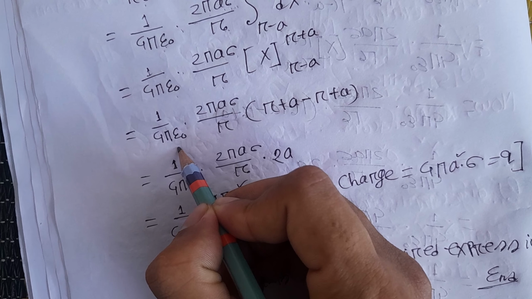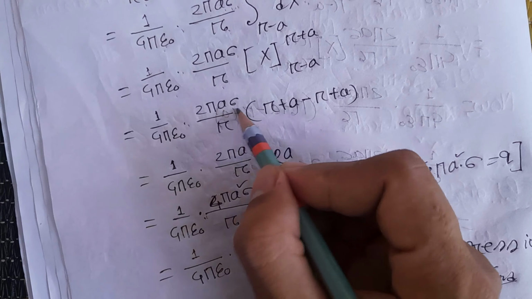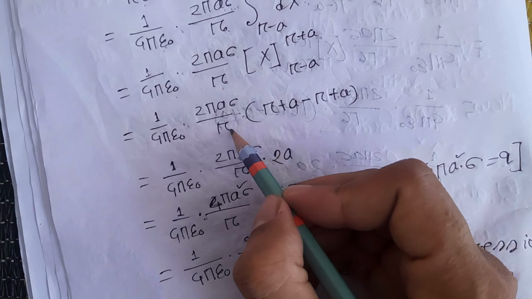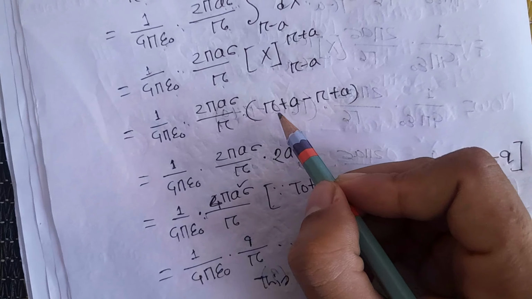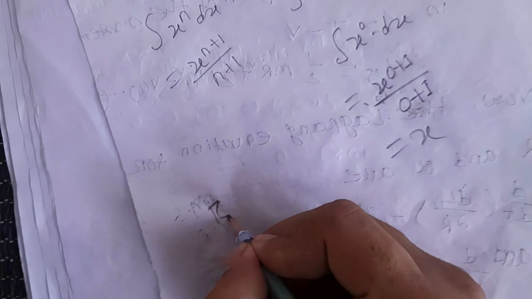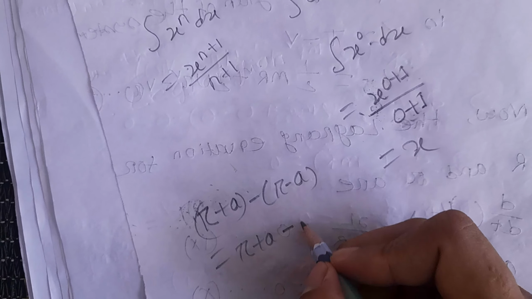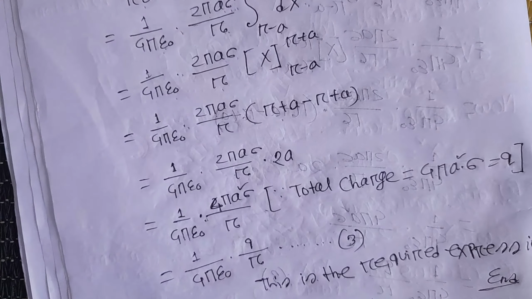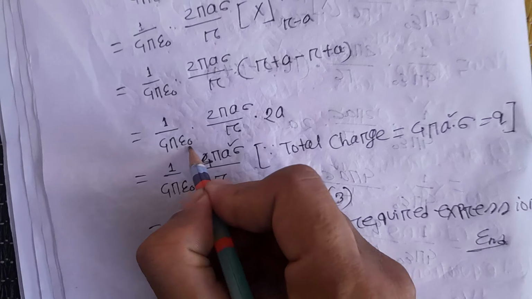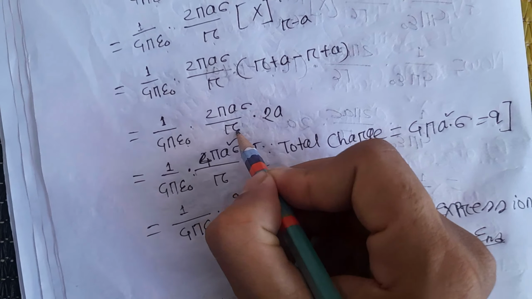1 by 4 pi epsilon naught into 2 pi a sigma by r into upper limit minus lower limit. Upper limit r plus a minus r minus a equal r plus a minus r plus a equal 2a. Then 1 by 4 pi epsilon naught into 2 pi a sigma by r into 2a.